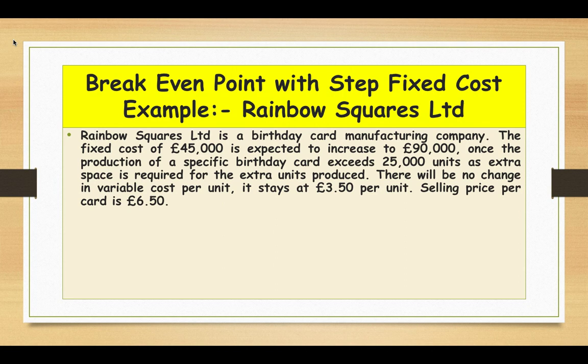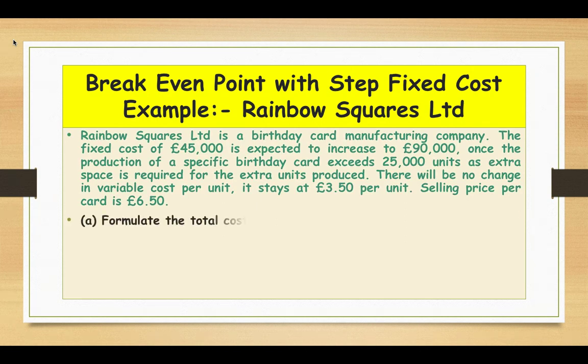So here, up to 25,000 units, your fixed cost will be £45,000. And when the production level increases beyond 25,000 units, we need extra space for the extra units produced. So the fixed cost is going to increase to £90,000. There will be no change in variable cost per unit. It stays at £3.50. Selling price per card is £6.50.